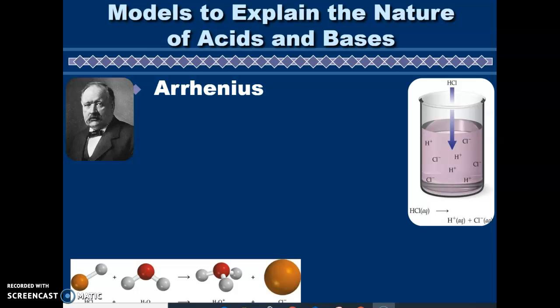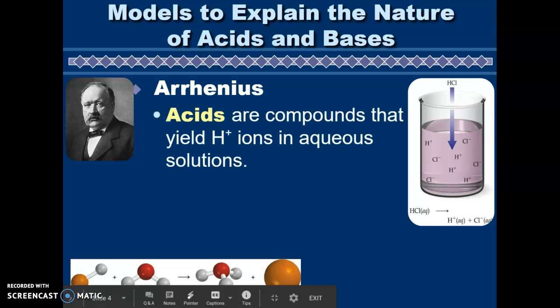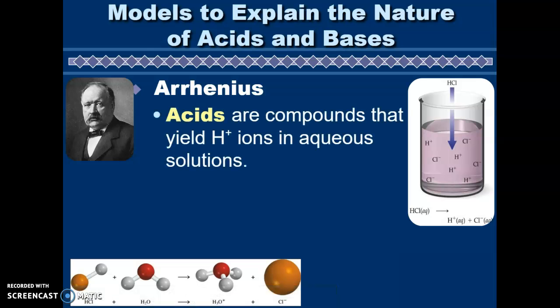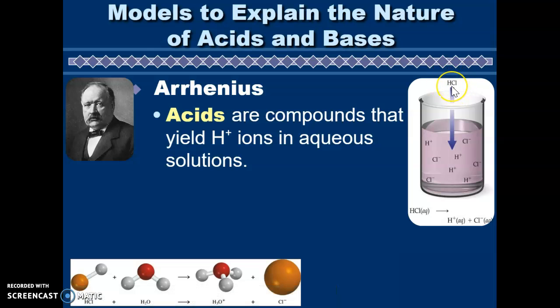Models that explain the nature of acids and bases: we have our first definition, which is the Arrhenius theory, and it's a way to describe how acids and bases behave. Acids are compounds that yield H+ ions in aqueous solutions. So here you have, for example, hydrochloric acid. Again, this is an electrolyte, so it's a salt. Even though they're both nonmetals, they have a difference in electronegativity between the two that is greater than 1.7. So they're going to split into ions in the glass of water.